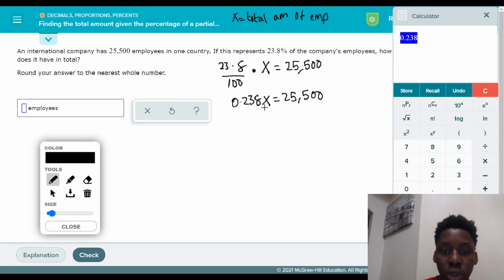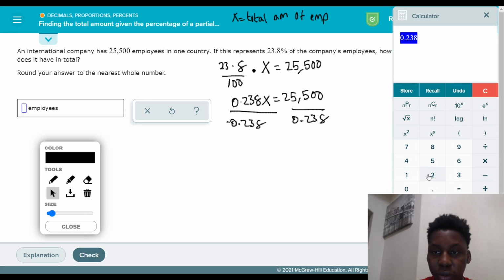We want x to be alone in this case. We don't want anything to be accompanied with x. So to do that, we have to divide both sides by 0.238. So when we do that, that would be 25,500 divided by 0.238. So this is 107,142.85714.